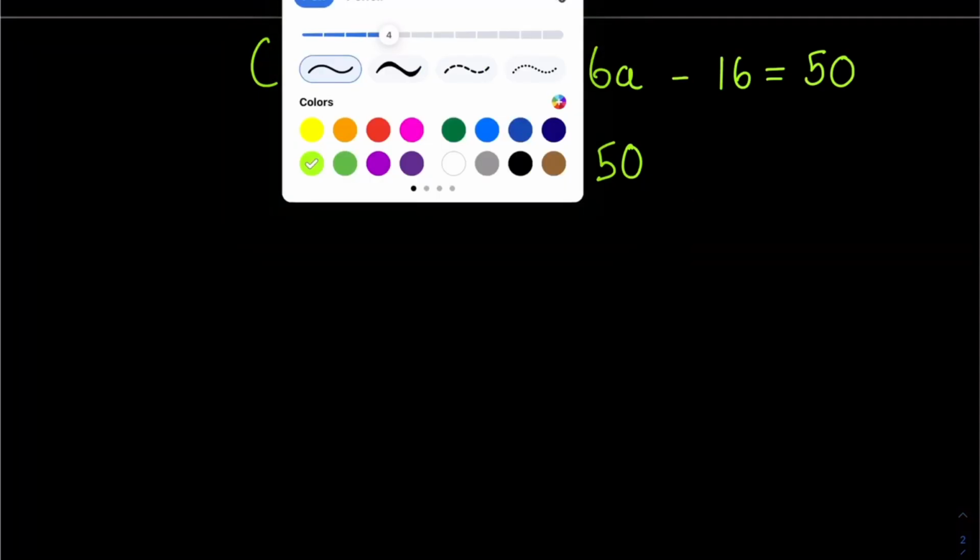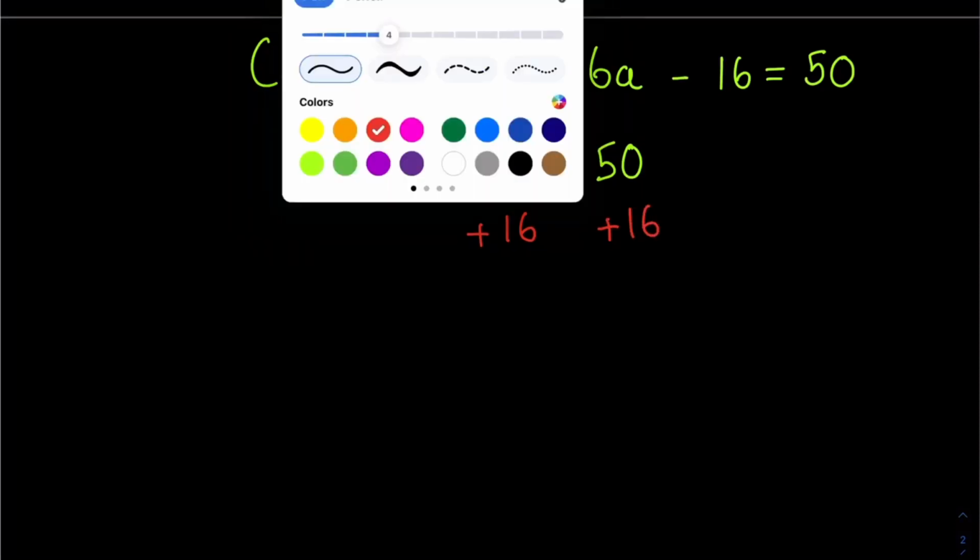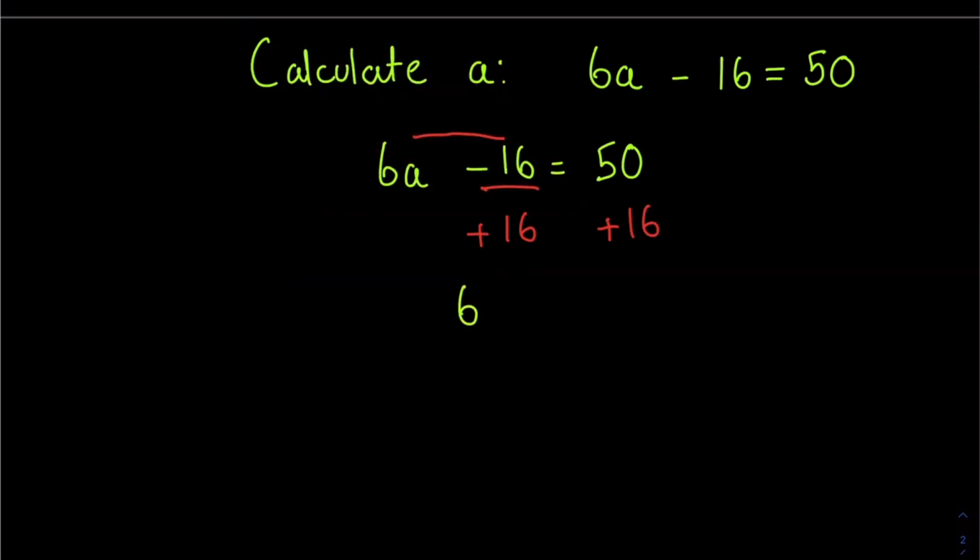Again, as in the previous examples, I need to get everything on this left hand side to just be a. The first thing I need to do, because I'm subtracting 16, is add 16 to both sides. That's going to get me 6a, because 6a minus 16 plus 16, the 16's just cancel out. And finally, 50 plus 16 is simply 66.